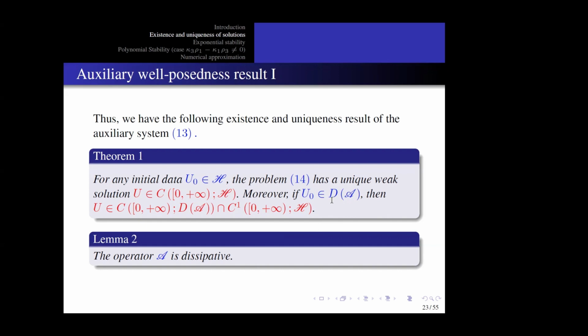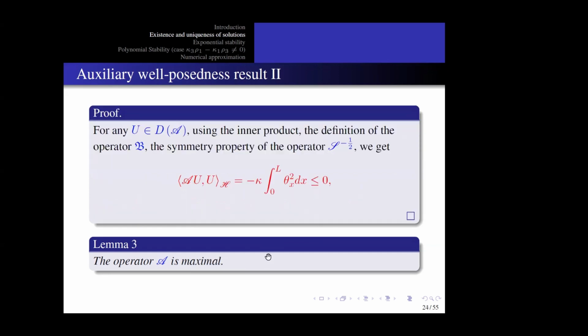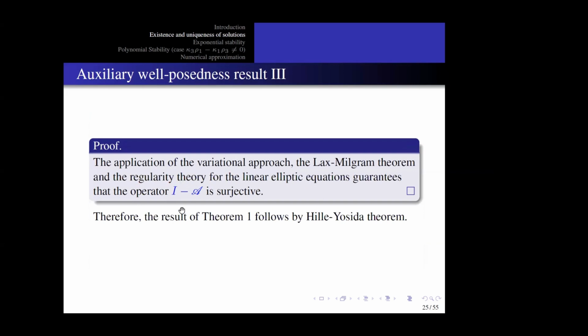To prove this, we are going to use Hille-Yosida, as expected. First, we show that A is dissipative. So for any U in the domain, if you consider the inner product of AU with U, you just write it down, do some calculation, integration by parts, and use also the definition of this operator. This is what we get, which shows that A is dissipative. Then we have to show that A is maximal. That is, in a way, we have to prove that the identity minus A, I minus A, is surjective. And here we are going to use, in fact, the Lax-Milgram theorem.